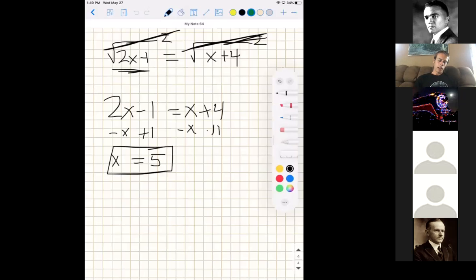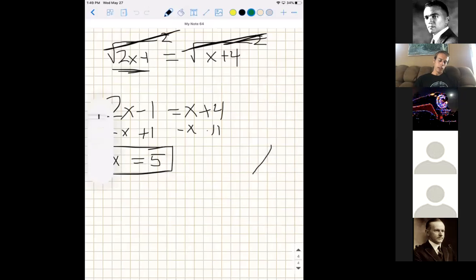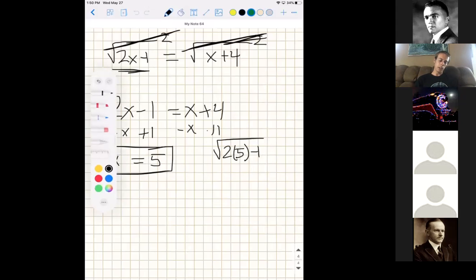Okay. And if we went to check it, we could say, all right, the square root of 2 times 5 minus 1, and we're going to set that equal to the square root of 5 plus 4. Well, that can simplify. The square root of 9. And our first guy, 2 times 5 is 10 minus 1. Well, that's the square root of 9. So they both equal each other, or 3 equals 3. It checks out. So our answer works.